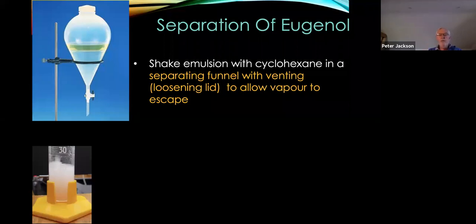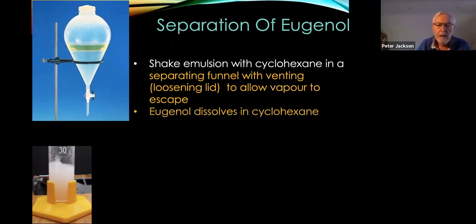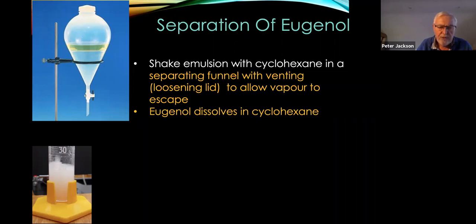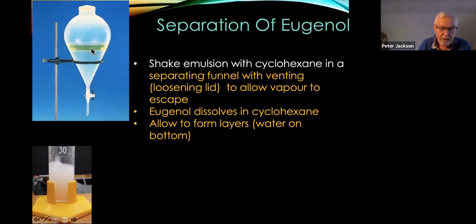And you do it with venting. What that means is loosening the lid. It's like a bottle of 7-Up. If you shake it, gas comes out. Well, if you shake eugenol with cyclohexane, there is some vaporization, pressure can build up. So you simply loosen the stopper at the top, just slightly to let any pressure off, to allow vapor to escape. The eugenol dissolves in cyclohexane. And you sit it and allow layers to form. Here is the cyclohexane with the eugenol dissolved in it. Here is the water.